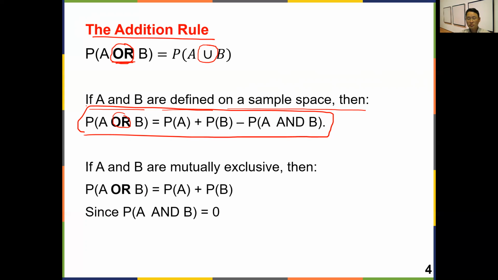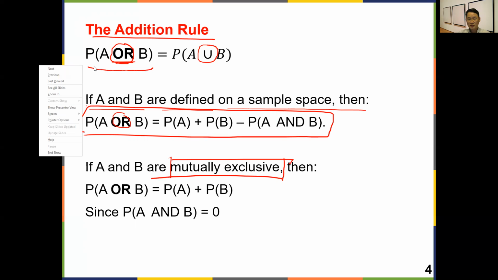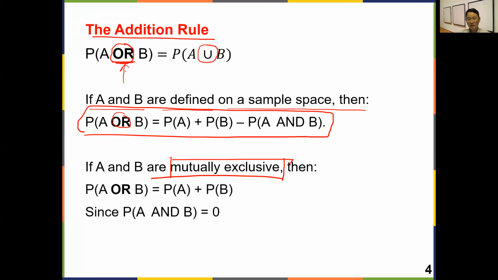The OR rule is the addition rule, and the related concept is actually mutually exclusive. So let's go back a little bit. Addition rule means when we are trying to figure out this probability. What do you mean by this probability? Probability of A or B, right? When we try to figure out the probability of A or B, then we apply the addition rule.